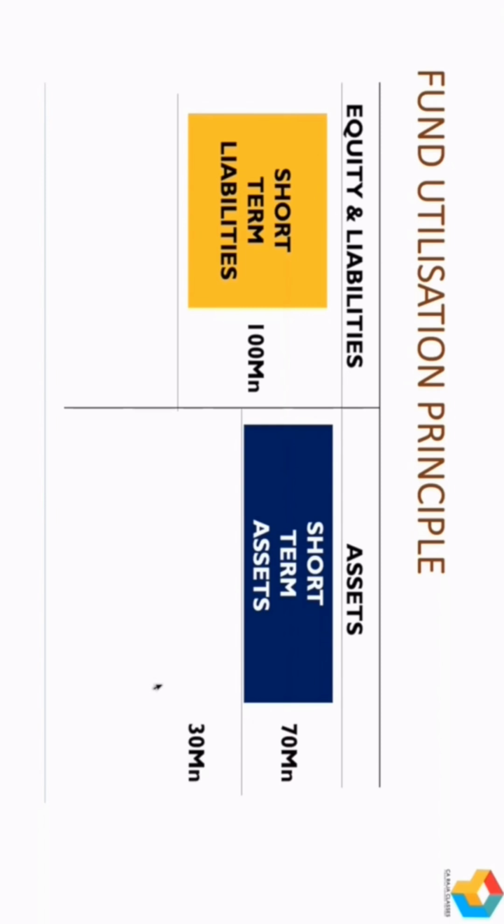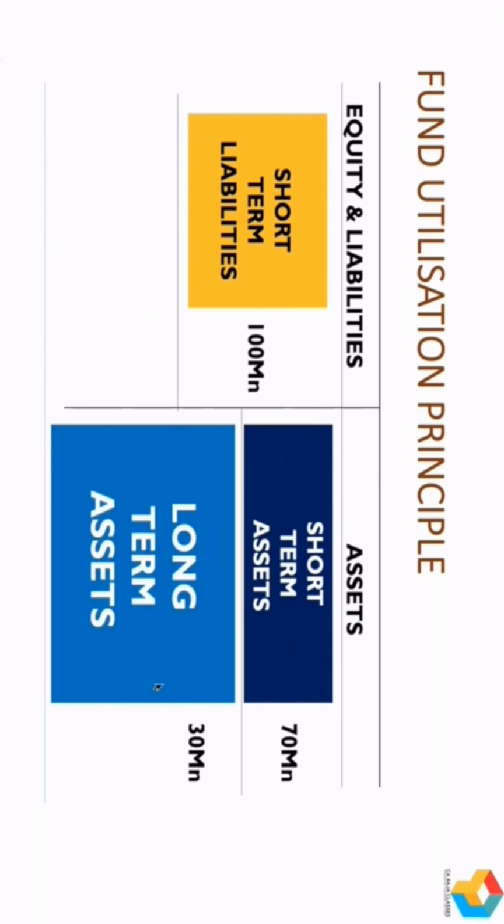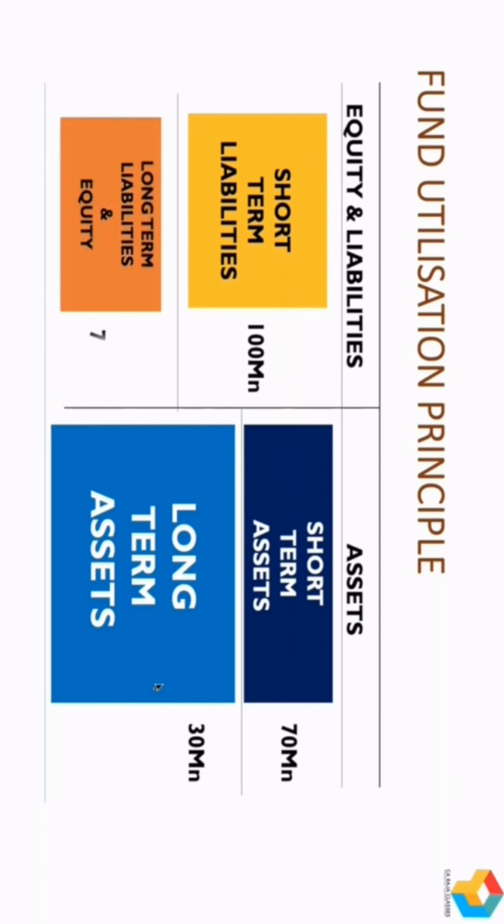And the answer is very obvious. It is not in short-term assets. They are in long-term assets. So what I've done here, I've diverted the short-term funds of 30 million for long-term assets. And I've also raised some long-term funds of 70 million, which I've used for creating long-term assets of 70 million. So my total on both sides is 170 million.